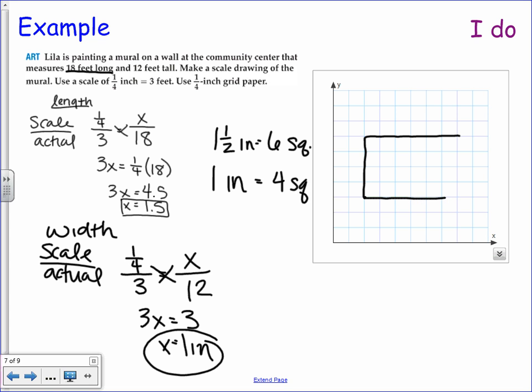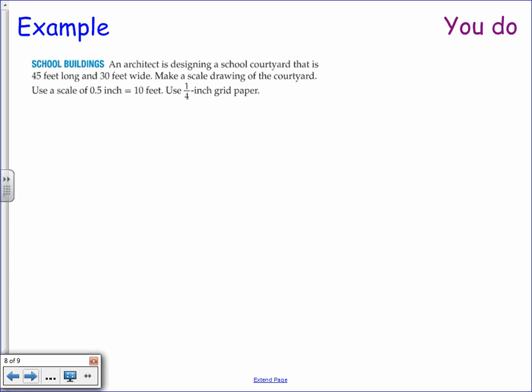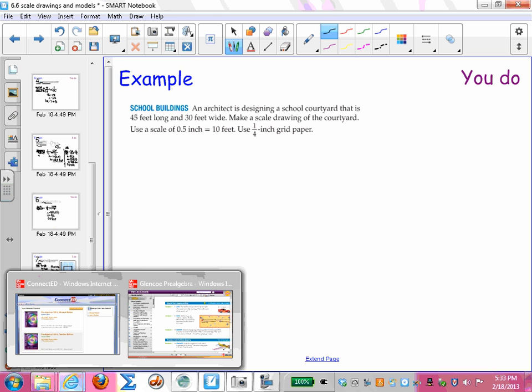You'll want to use a ruler on this and be really precise, a little bit more precise than I was on mine, as mine was on a smartboard. But that's how you draw a scale drawing. All right, I want you to try this scale drawing. An architect is designing a school courtyard that is 45 feet long and 30 feet wide. Make a scale drawing of the courtyard. Use a scale of 1/2 inch equals 10 feet. Use 1/4 inch grid paper.